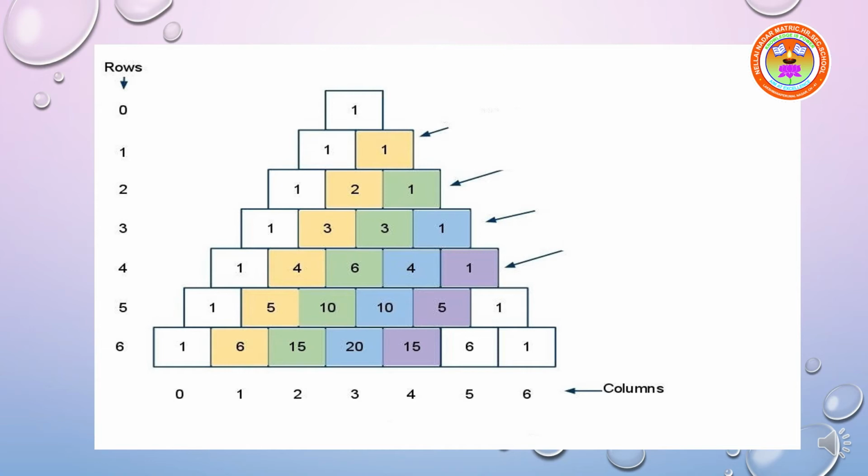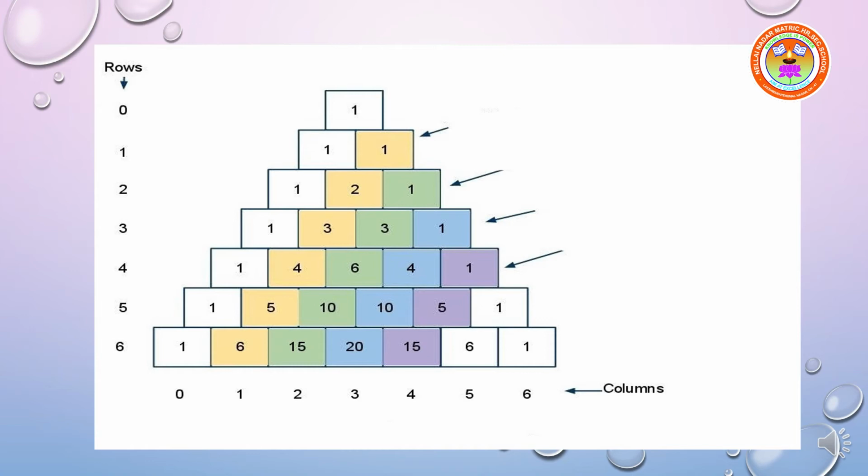Next, the third box is got by adding 3 plus 3. That is 6. Next, we are going to add 3 plus 1. That is 4. So the fourth row is 1, 4, 6, 4, 1. Now, we'll go to the fifth row. In a similar way, the starting box and the ending box will have 1 in them. Now, you'll have 4 boxes in the middle.